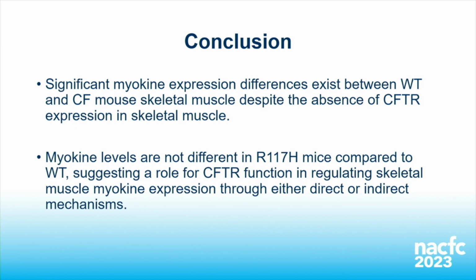So in conclusion, we have found that there are significant myokine expression differences between wild type and CF mouse skeletal muscle, despite the absence of CFTR expression in the skeletal muscle. And while myokine levels are not different in the R117H mice compared to the wild type mice, this does suggest a role for CFTR function in regulating skeletal muscle myokine expression through either a direct or indirect mechanism that has yet to be established.